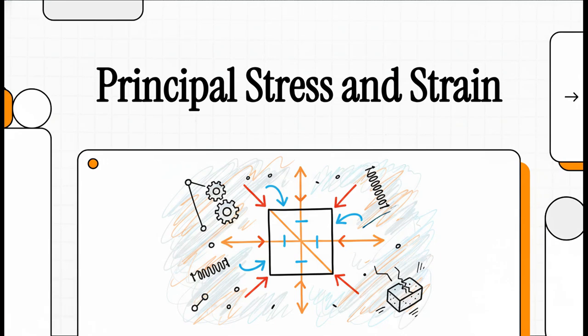Welcome to the Explainer. Have you ever wondered why something simple, like a metal rod, can suddenly fail in a really catastrophic way just from a simple twist? Well, today, we're diving deep into the hidden world of principal stress and strain to figure that out. This stuff is an absolute cornerstone of mechanical design, and we're going to break it all down.